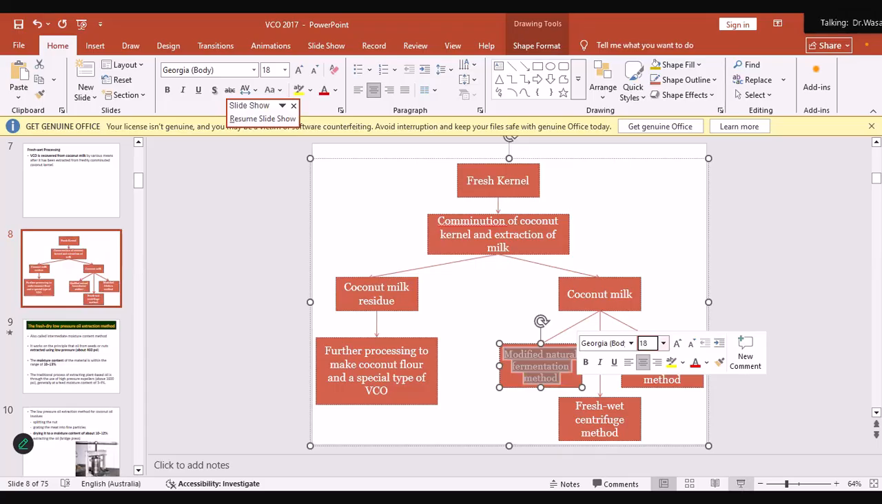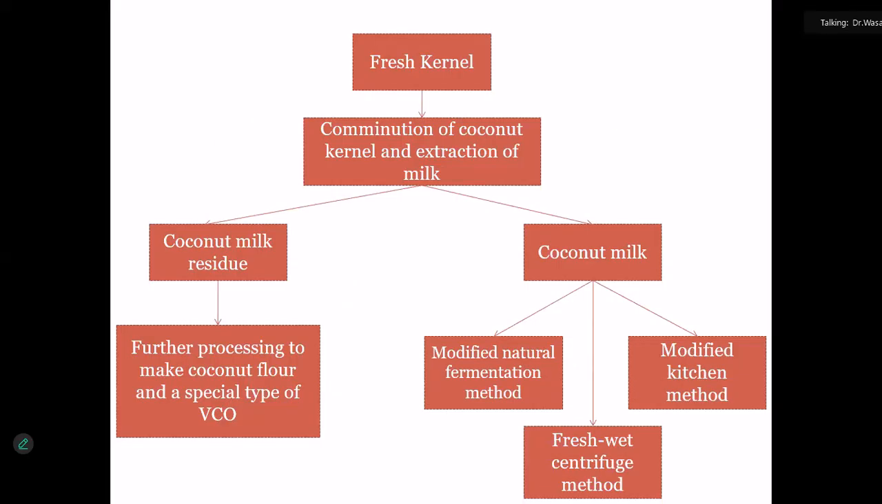Now you can see. Please correct it as modified natural fermentation method. Natural fermentation we can do, but here for VCO we are doing some modification. So you should know in the exam the process and what sort of modification we make. So these are the 3 press wet methods we are going to discuss. And another one, even from coconut milk residue for kudu.